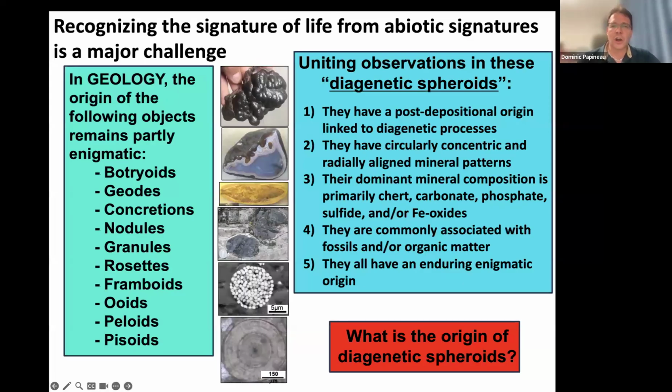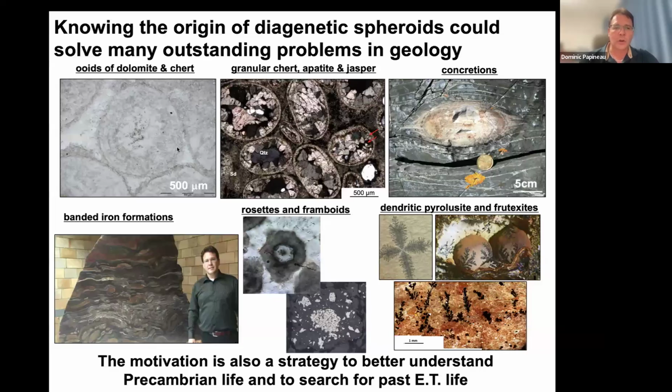So that's the question ultimately that should be addressed, especially when looking for life on other planetary settings, so that we have a possible answer for at least how these objects form, which may be associated with either fossils or organic matter of biological origin. So knowing about the origin of these diagenetic spheroids could help solve many outstanding problems in geology. They are widely known to occur as ooids and granular cherts, concretions, and banded iron formations.